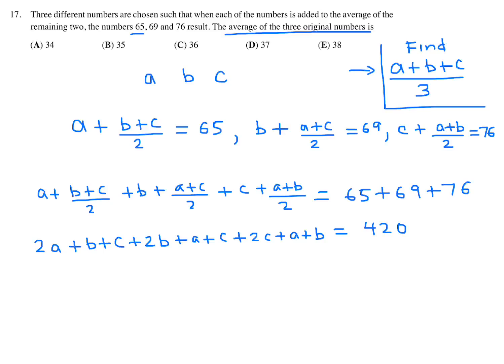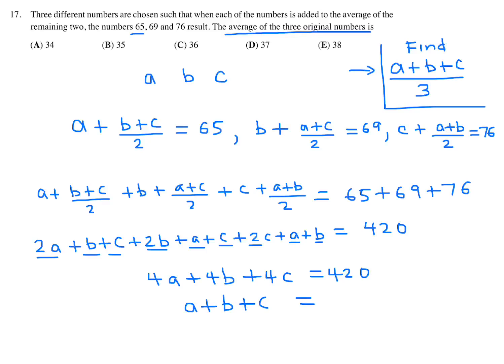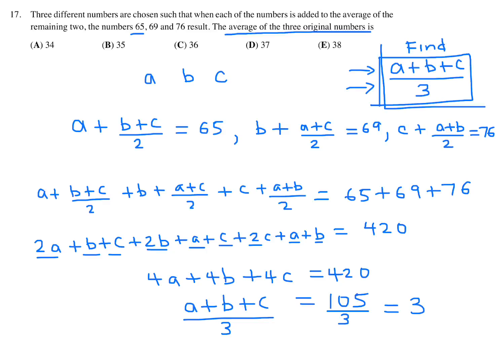So as long as I didn't make any algebraic mistakes, I should be okay. So now I've got to add all this up. So I got 4A, 4B, 4C. There you go. Divide everything by 4, and that will leave A plus B plus C is 420 divided by 4, which is 105. All right, great. Well, looks like we have everything that we need. A plus B plus C is equal to 105. So A plus B plus C over 3 would be 105 over 3, which is equal to 35. So number 17, the answer is B.